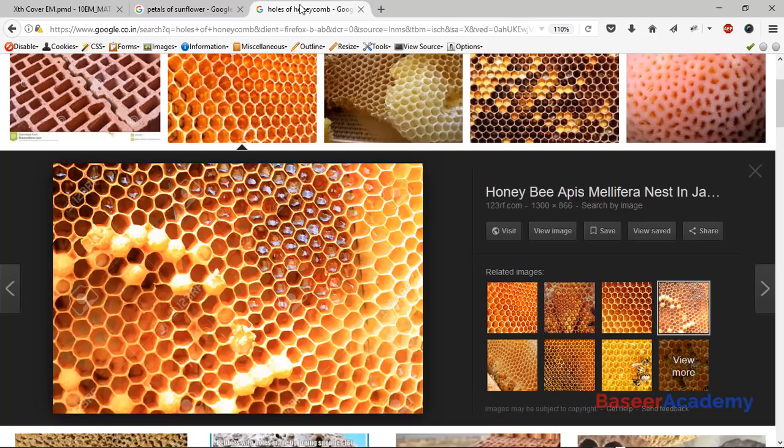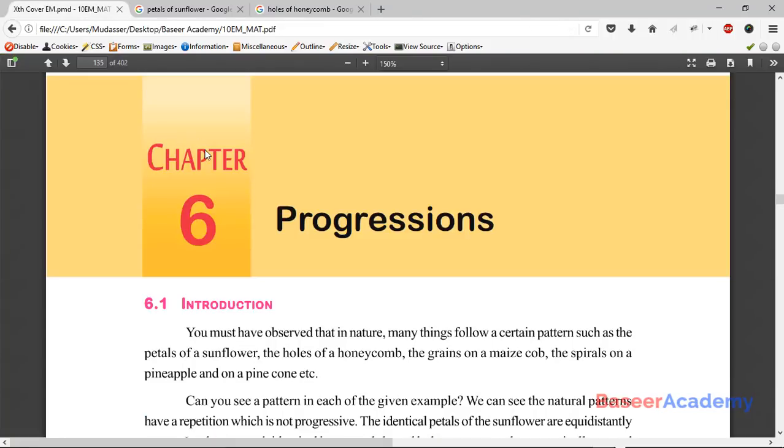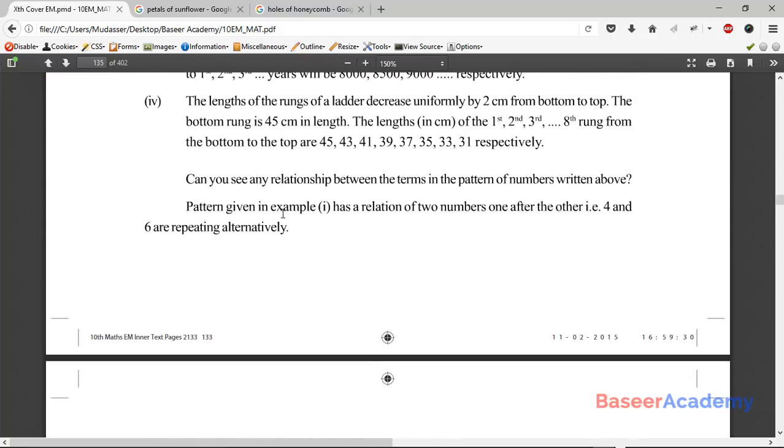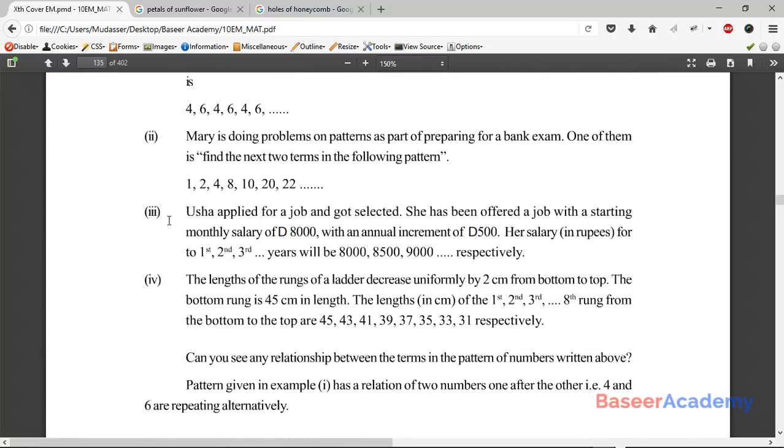And if you look at a honeycomb, you see that the hexagonal holes are symmetrically arranged one around the other, right? And we see similar patterns in our daily life situations also. Let's say we talk about Usha's case. Usha applied for a job and she got selected.